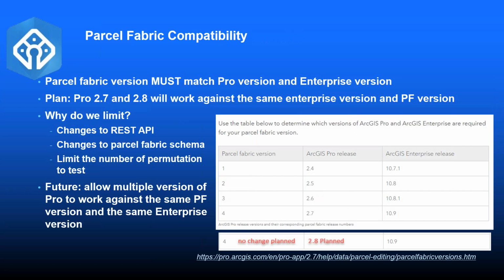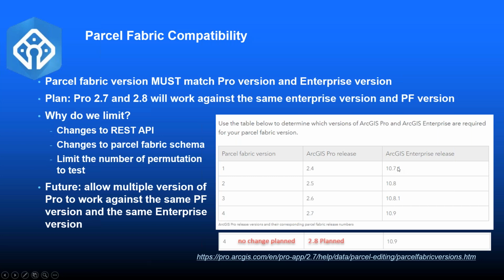So before we go into the demo section, I just want to go over a sticky point: the matching of the Parcel Fabric version that you can see here on the left with the ArcGIS Pro release that you see here in the middle and the Enterprise release. We mandate that if you're using 2.4, you need Parcel Fabric version 1 and server 10.7.1. If you use Pro 2.5, it's not guaranteed that you can work with a 10.7.1 server.